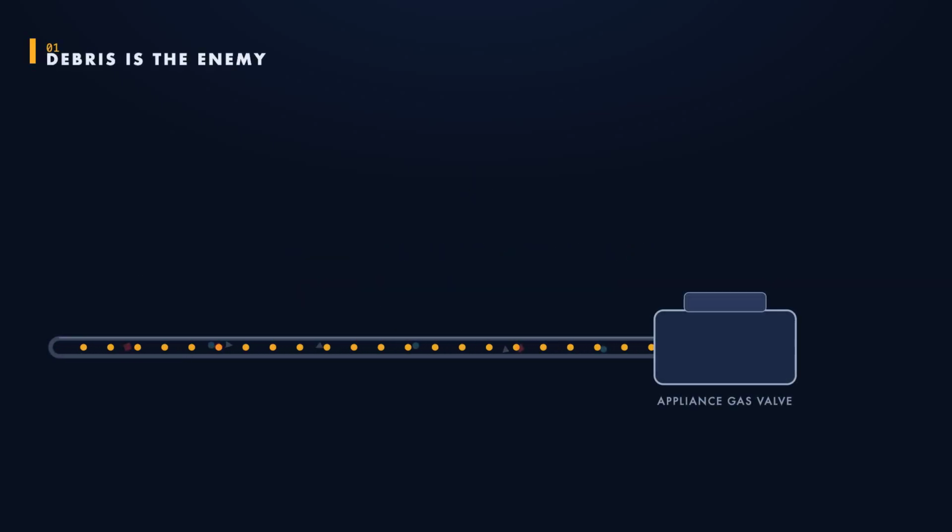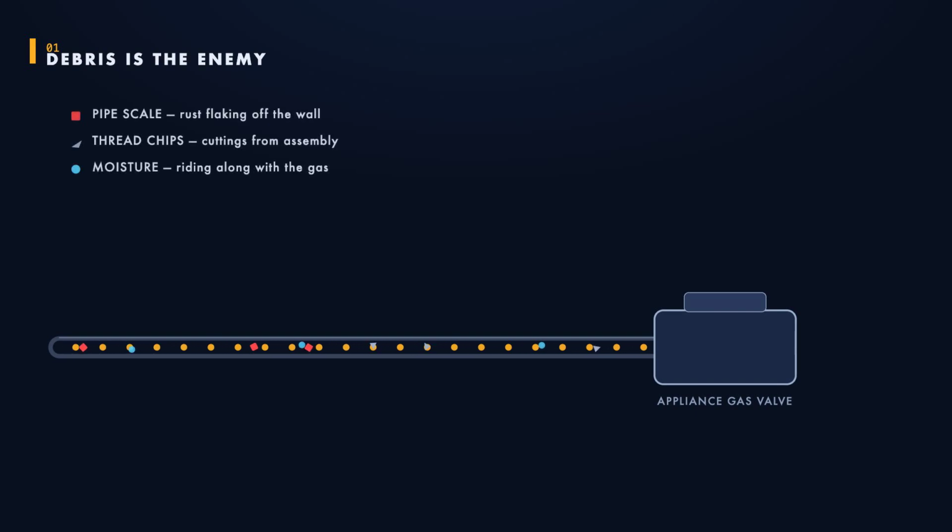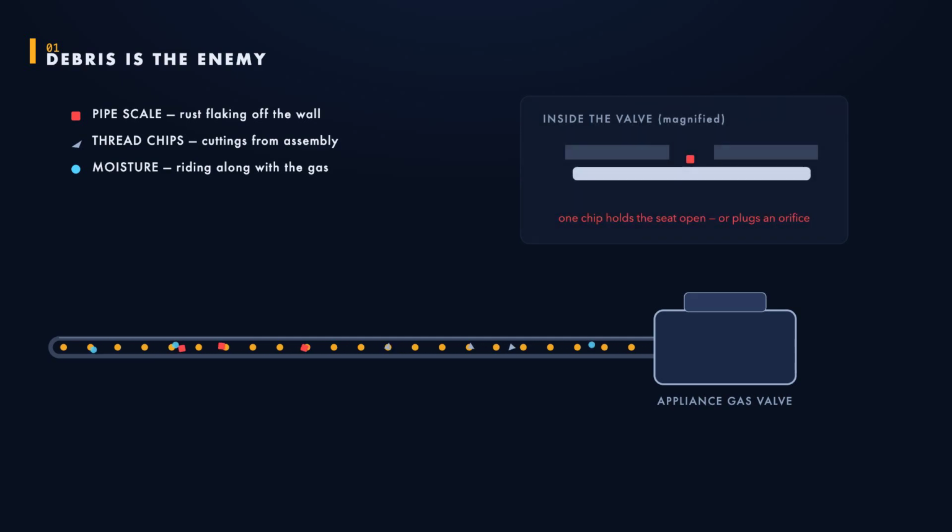Gas piping looks clean from the outside, but the inside tells another story. Rust scale flakes off older pipe, thread cuttings drop in during assembly, and moisture can ride along with the gas. All of it travels downstream with the flow.